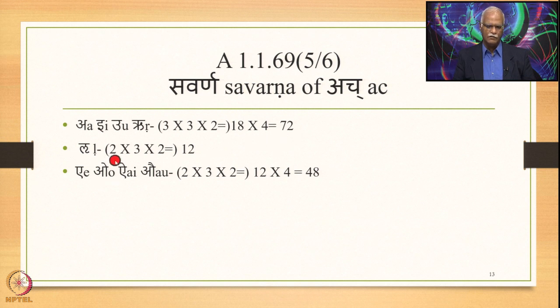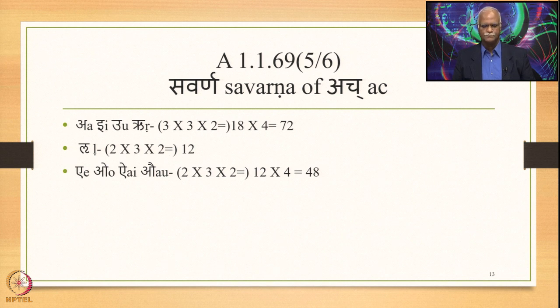Lu has got only 12, 2 rasva and pluta into 3 udatta, anudatta, svarita into 2 anunasika, ananunasika. So there are 12 varieties. Then when we come to e, o, ai and au, they have 12 varieties each. These four vowels do not have the rasva variety, the short vowel. So we have only dirgha and pluta, 2 into 3 udatta, anudatta, svarita into 2 anunasika, ananunasika. So 12 varieties each multiplied by 4, and we have 48 varieties of these vowels.